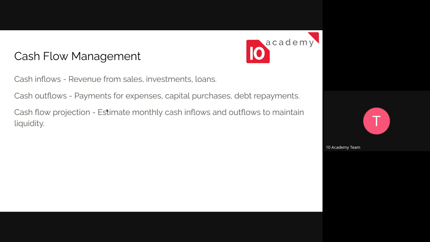And cash outflow is payment of expenses, capital purchase, and debt repayment. So loan repayment or debt repayment are cash outflows. The net cash flow is going to be cash inflow minus cash outflow, and if it's positive, you have cash liquidity, but if it's negative, you have cash deficits. So this is used to estimate monthly cash inflows and outflows to maintain liquidity, because the company needs to be liquid at all times, or at least most times, because they're going to need to pay these things in cash.